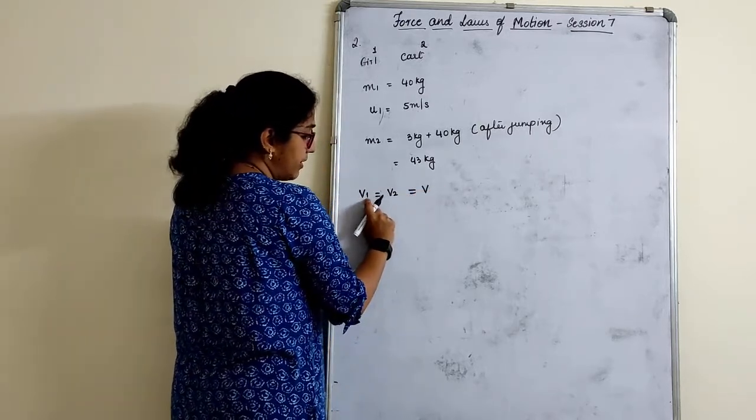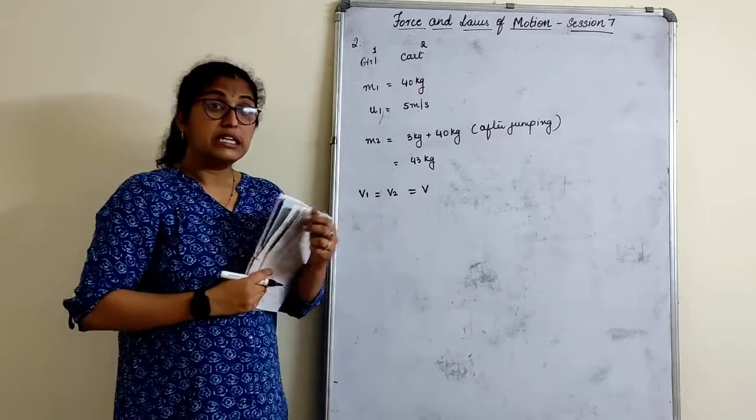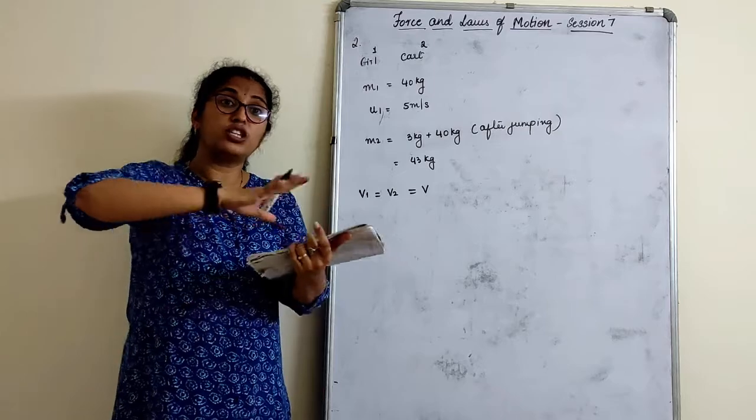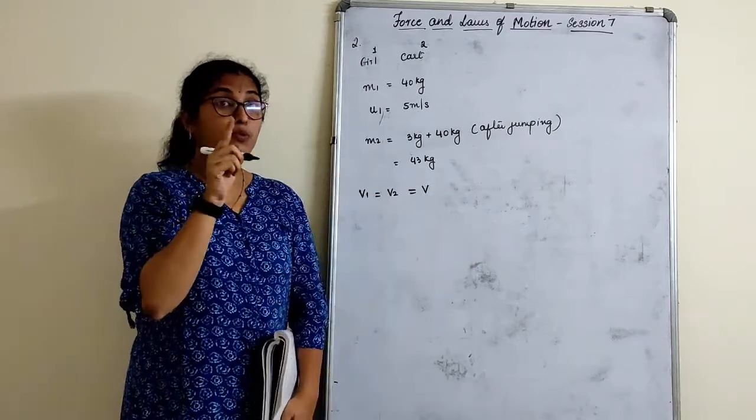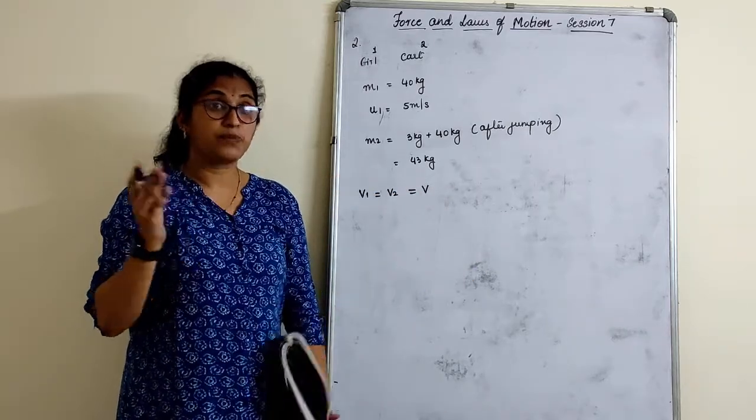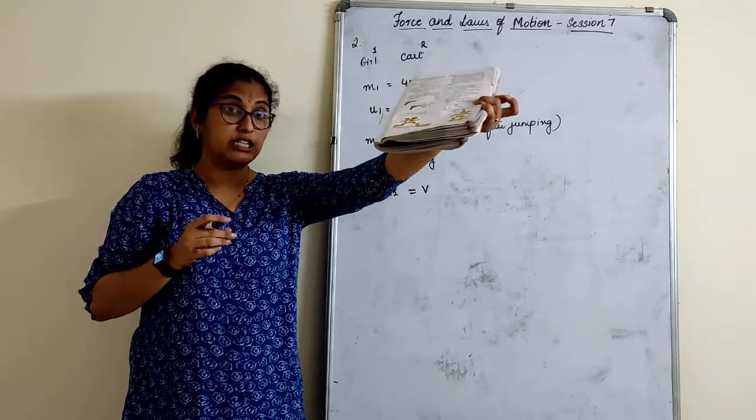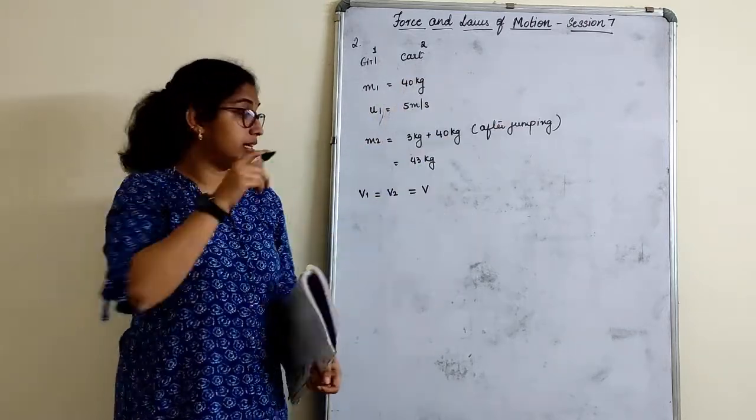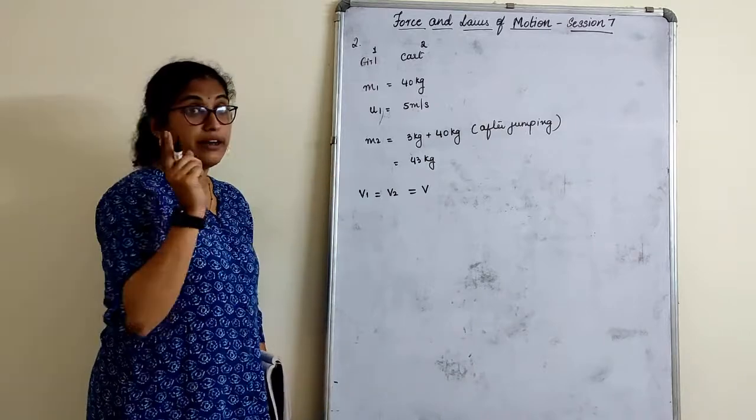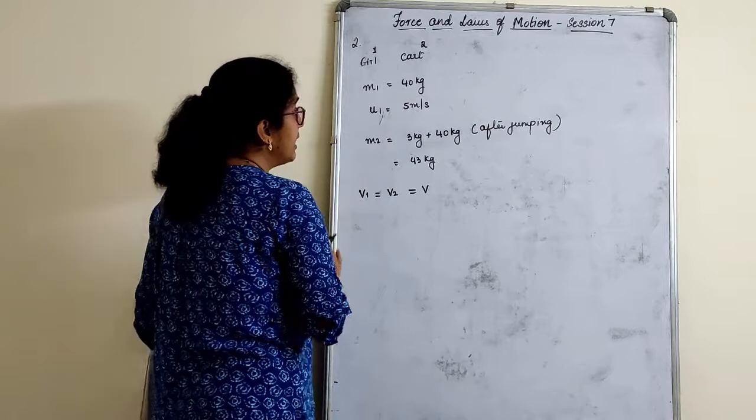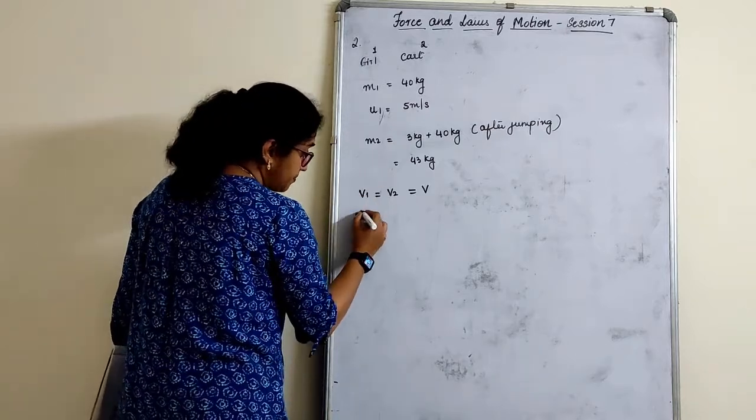V1 is the girl, 1 is girl, 2 is cart. In this case both will come onto each other and they start moving. In the bullet and gun case it was not the same. When they come together, only the bullet is fired with the velocity it goes. The gun remains there only, right? That is the difference you have to understand here. Both will have the same velocity. Now apply the usual formula.